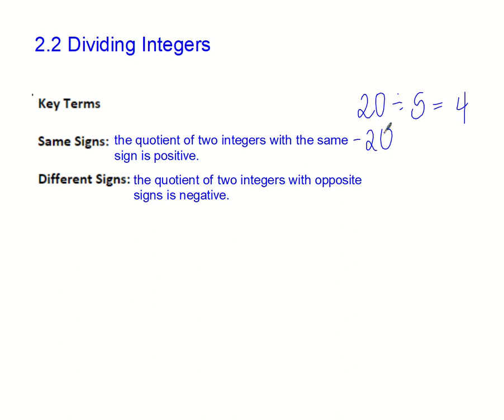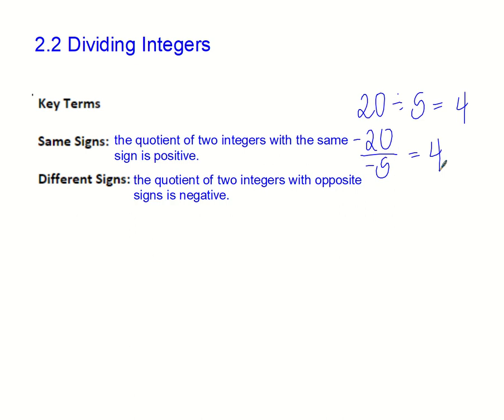So a positive divided by a positive is a positive. Let's also show this as a ratio, because remember, fractions mean division. You guys are going to start to see a lot of these division problems written as ratios and/or fractions. So a negative divided by a negative is a positive. Again, same sign, answer is positive.